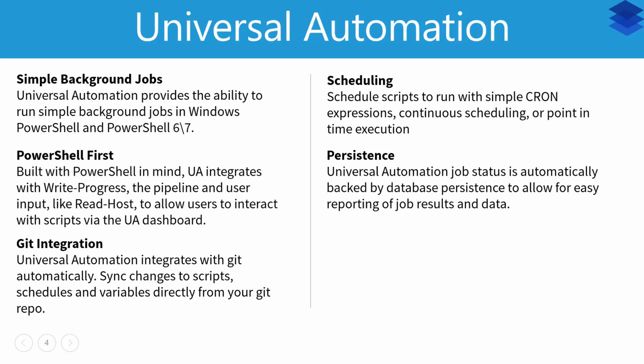So anything you do in Universal Automation is automatically put into a Git repository behind the covers, whether you use an external Git repository like Azure DevOps or GitHub, or if you want to use something else, no matter what, that is going to be controlled via source control. And there's a lot of flexible options around that.